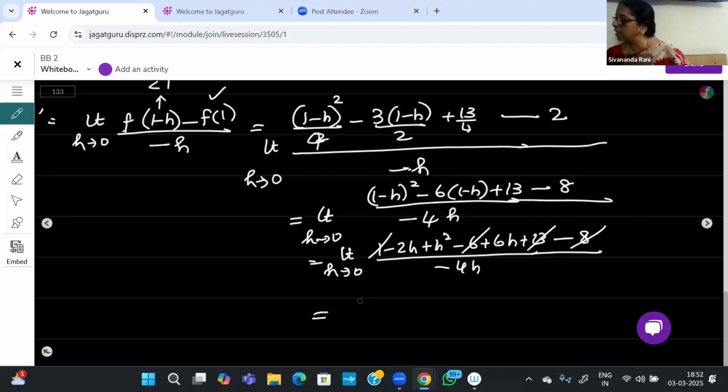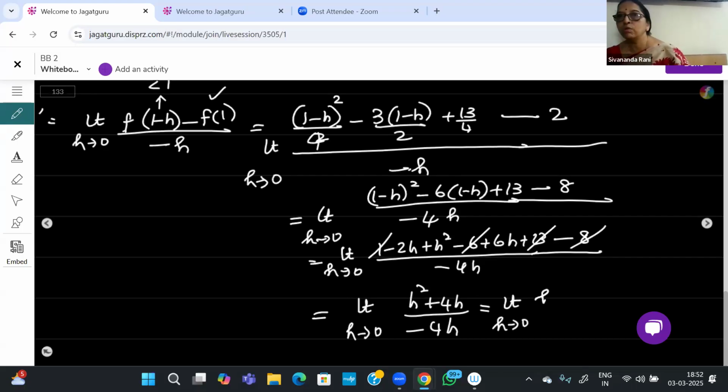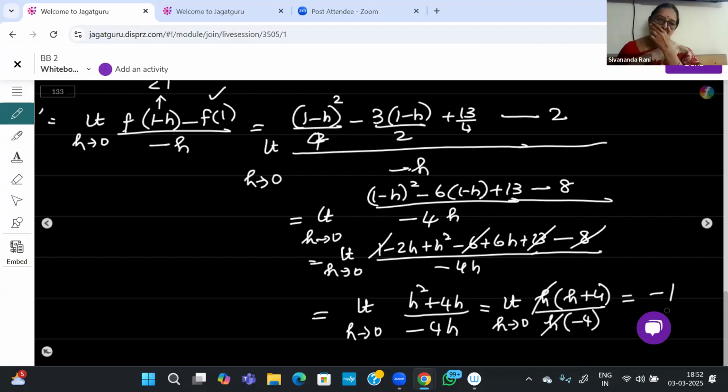They're getting cancelled actually. Limit h tending to 0. What we have in the numerator is h square plus 4h by minus 4h. What comes out from numerator? h, no? h into h plus 4 by h into minus 4. h and h will get cancelled ultimately. But I'm sure you would have got it effortlessly.